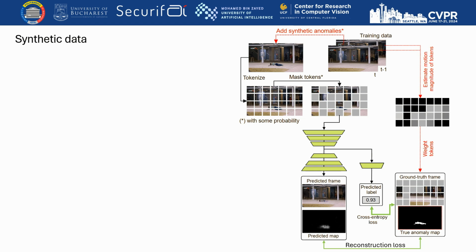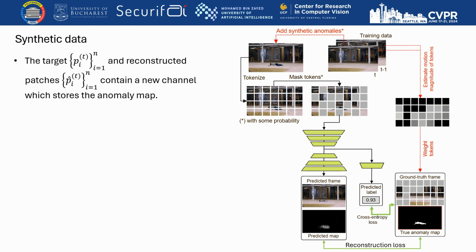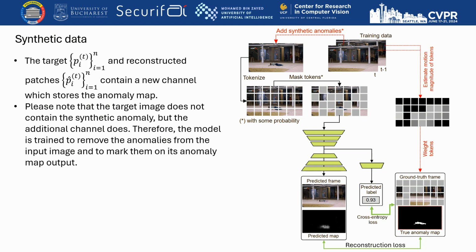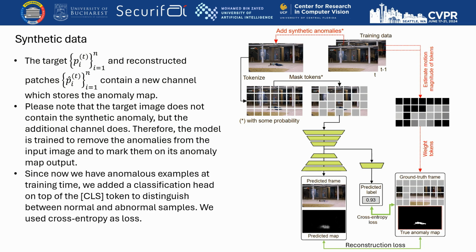First, we added a fourth channel to our predictions to indicate an anomaly map, and we always use the normal frame without the synthetic anomaly as the target frame. These modifications imply that the model yields a high reconstruction loss if it keeps the synthetic anomaly in the frame or fails to include it in the anomaly map. Second, we added a classification head to distinguish between normal and abnormal samples, for which we used a cross-entropy loss.